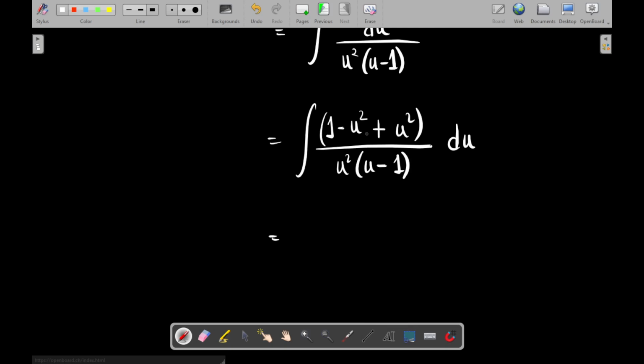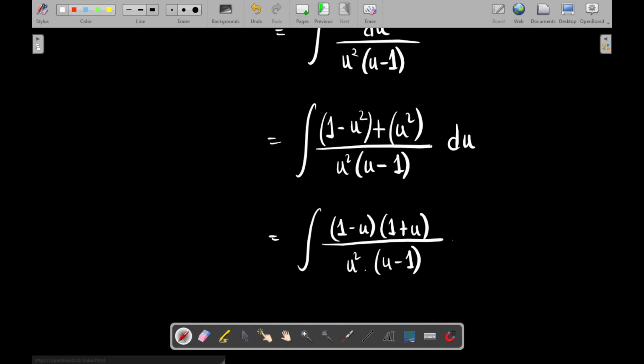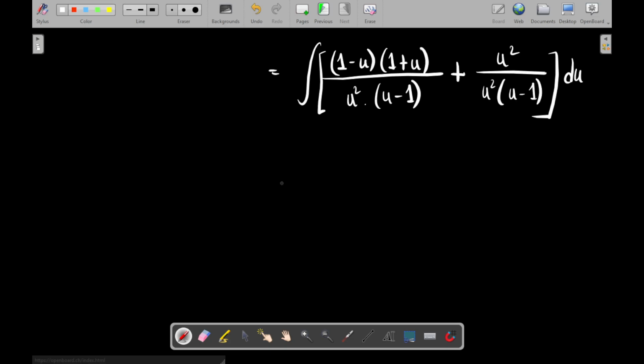So if we keep 1 minus u square together and this term separate, then we can rewrite this 1 minus u square as (1 minus u) times (1 plus u) divided by u square times (u minus 1), plus u square divided by u square times (u minus 1), right? So I've just split this into two separate fractions. Now you see here 1 minus u and here u minus 1, so there will be a minus 1 left out.